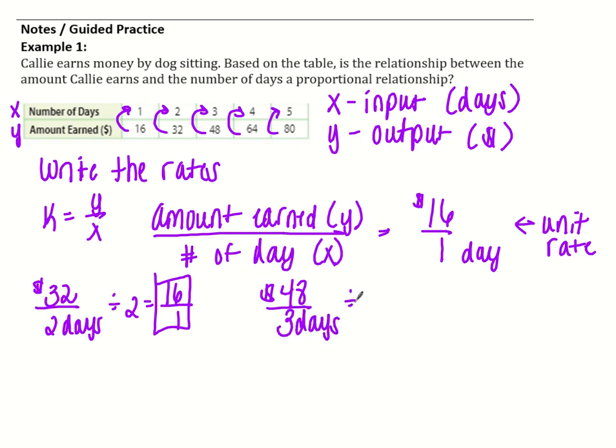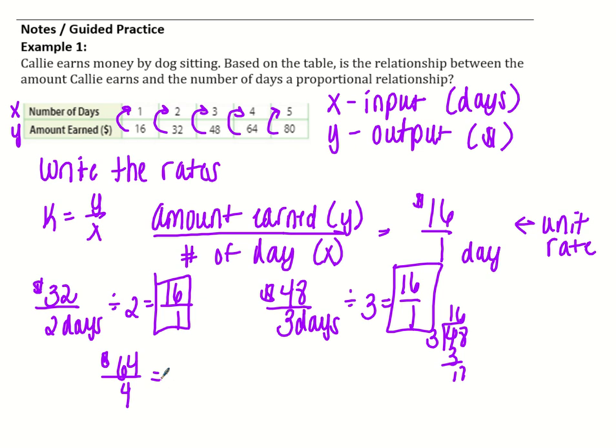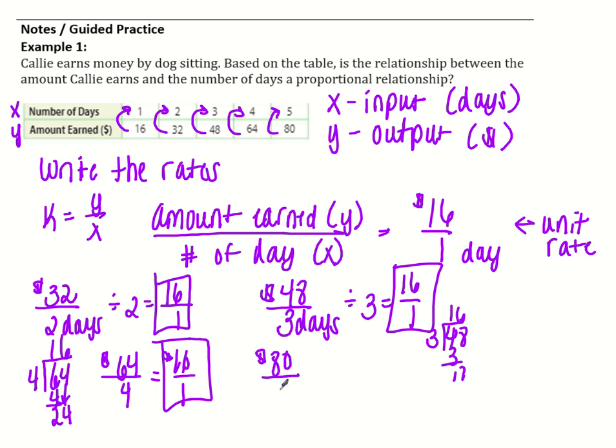And you want to check these. You don't want to assume, right? So if I look at these, I'm going to say 48 divided by 3. I get a 16. Look at that. This one gave me also a 16 over 1 unit rate. Then I have $64 for 4 days of work. 64 divided by 4. And again, I'm walking you through all of the steps so you can see that they all will or will not be equivalent at the end, okay? And then I have $80 for 5 days of work. And again, 80 divided by 5 gives me 16 also.